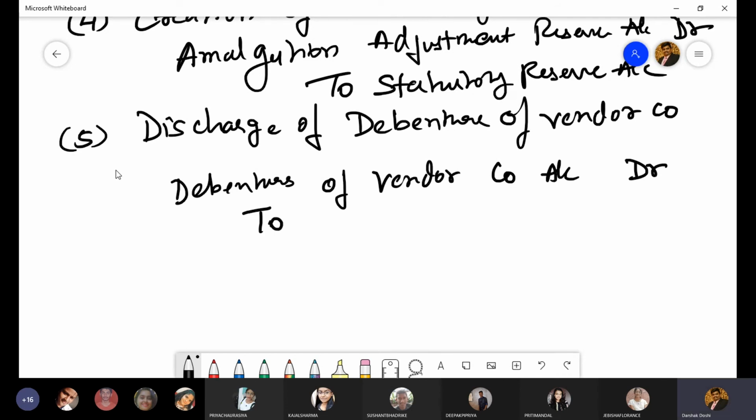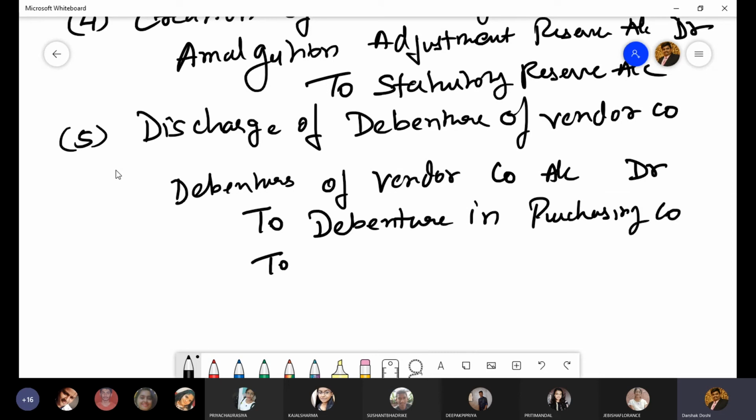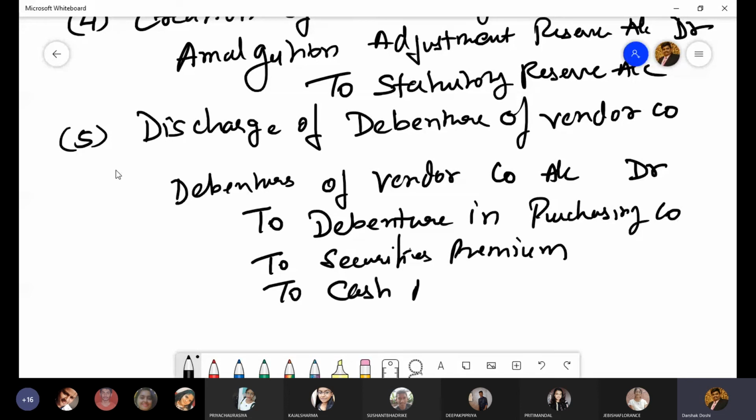to debentures in purchasing company, to securities premium, to cash bank.